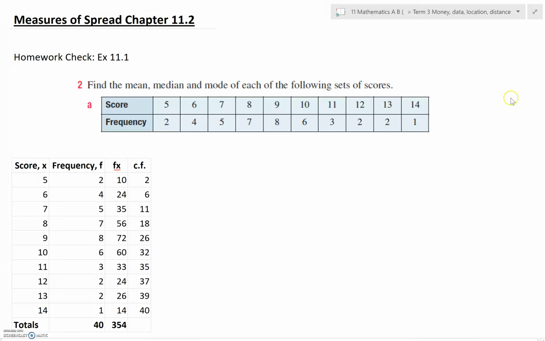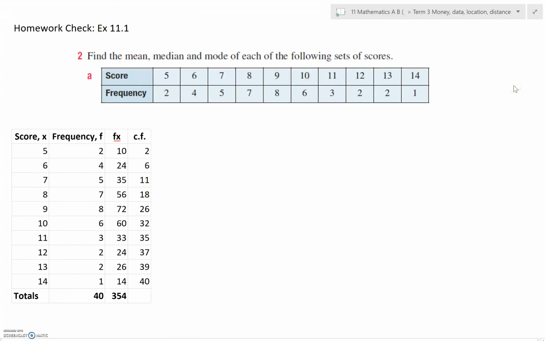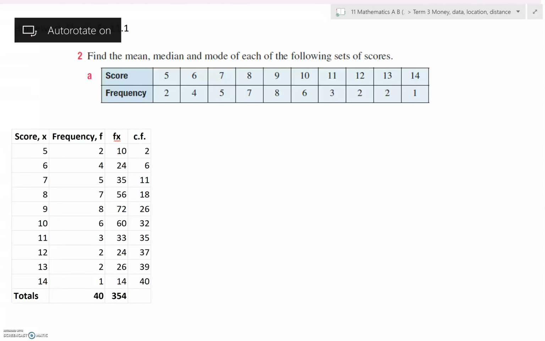Okay, so following on from yesterday's lesson, which was on measures of central tendency, I thought I would start by doing one of the homework questions. This is from exercise 11.1, question 2a: find the mean, median, mode of each of the following sets of scores. This is data set out in a frequency table, very similar to the example that I did in class for you. And you can see I've actually created the frequency table that you need here.